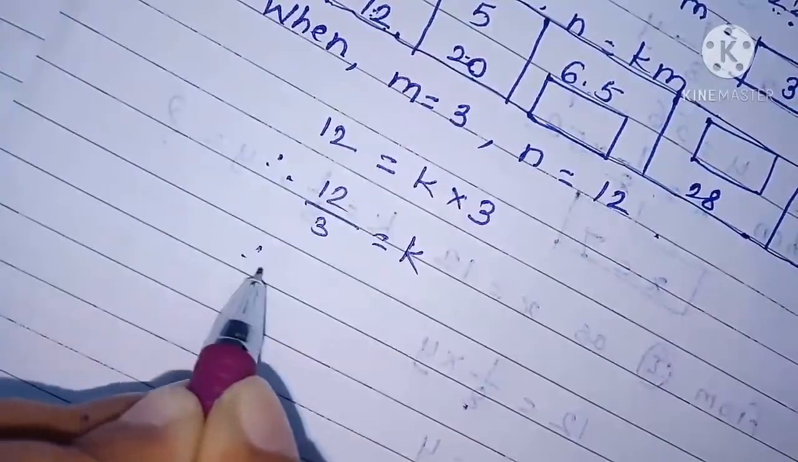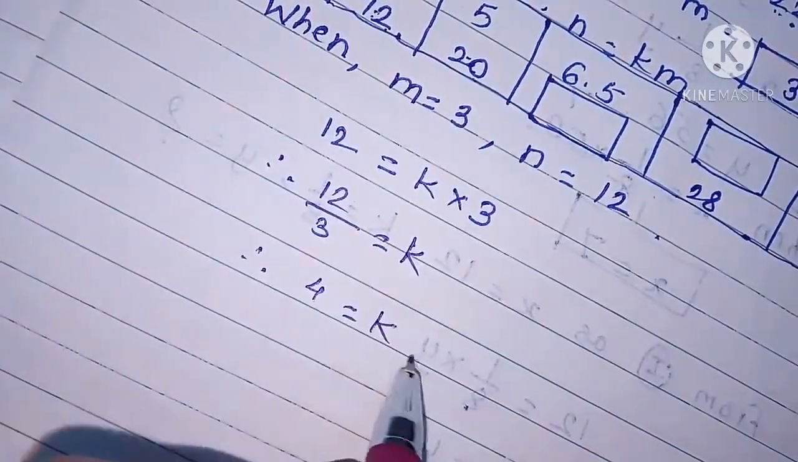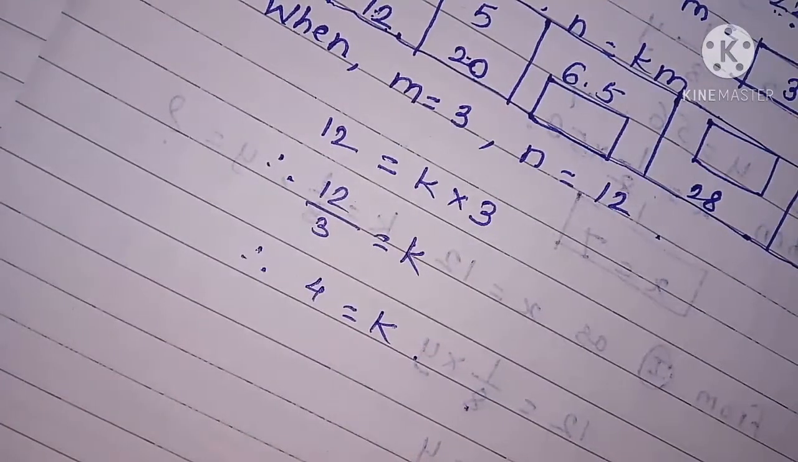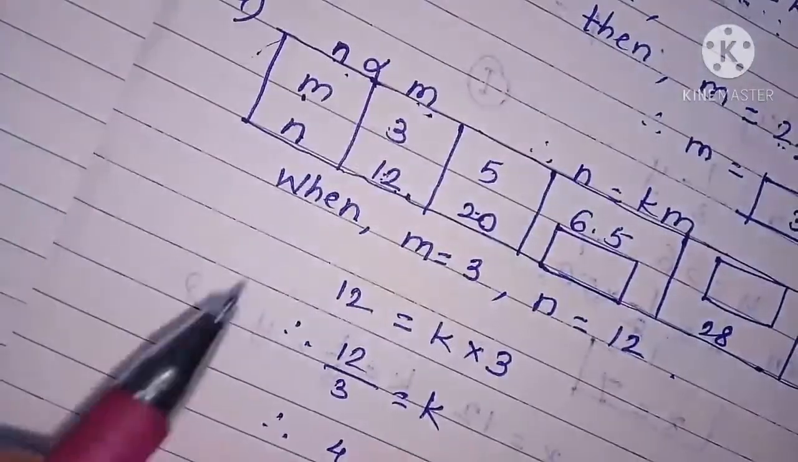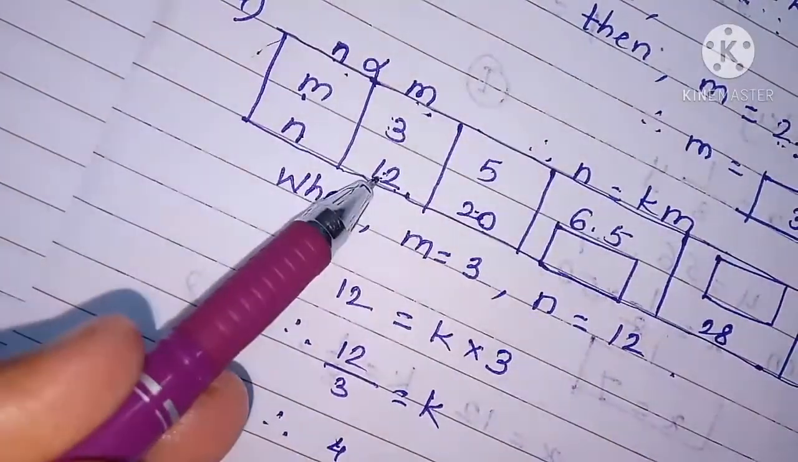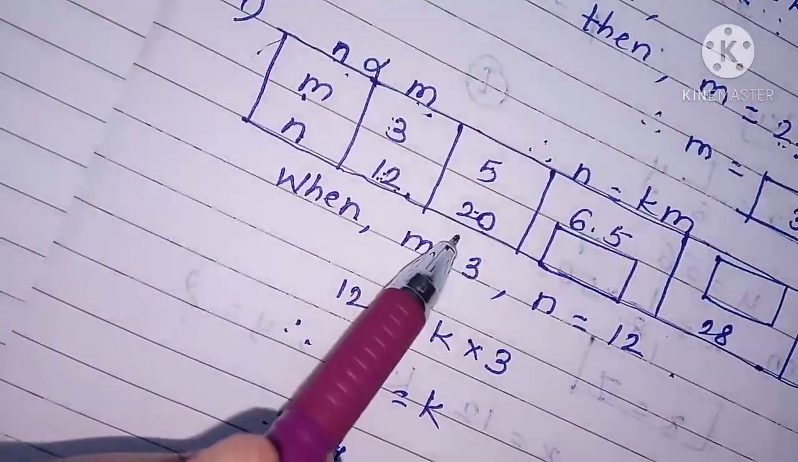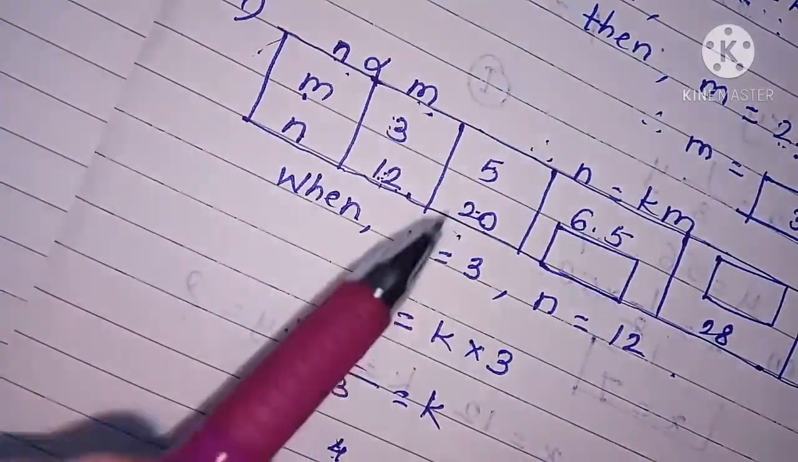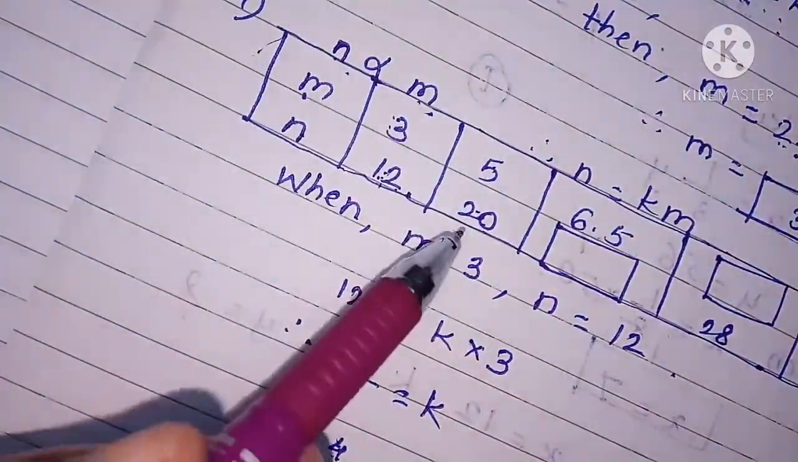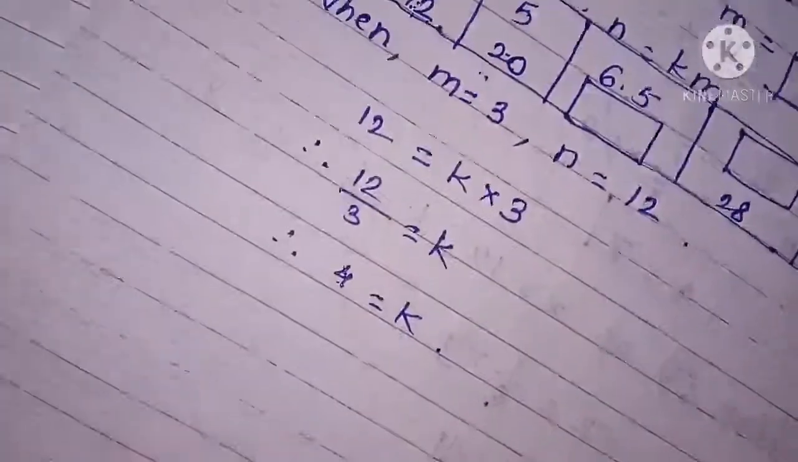So therefore k is equal to 4. K is equal to 4, a constant value. See here, 3 4s are 12, 3 5s are 15... like this. 3 4s are 12, 5 4s are 20. So same situation.